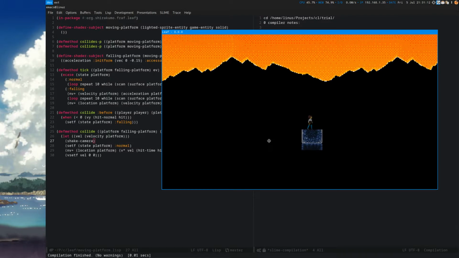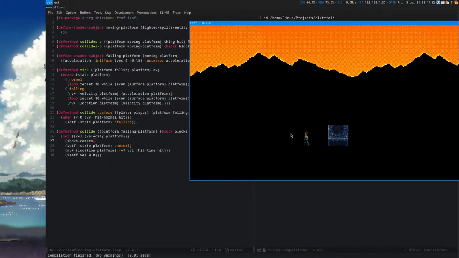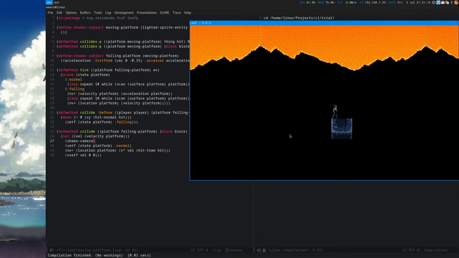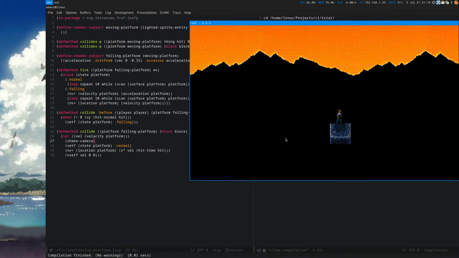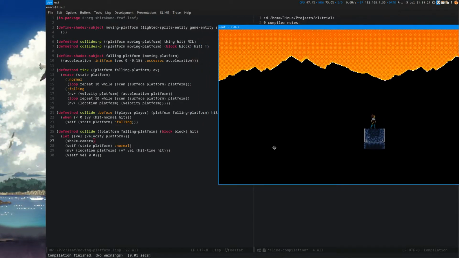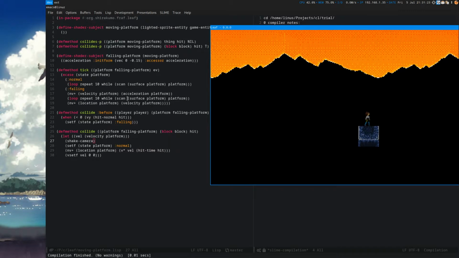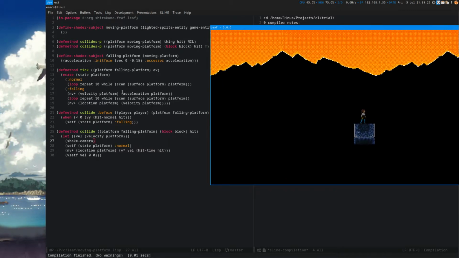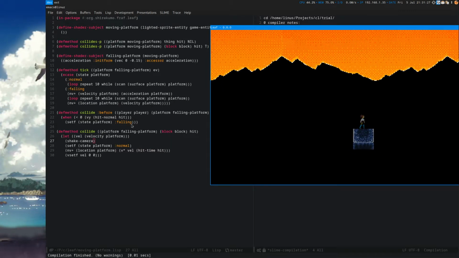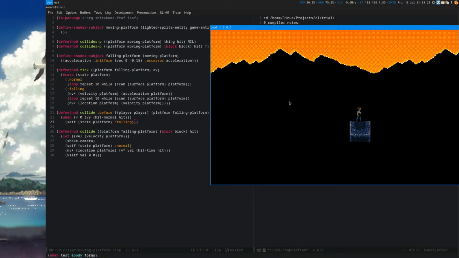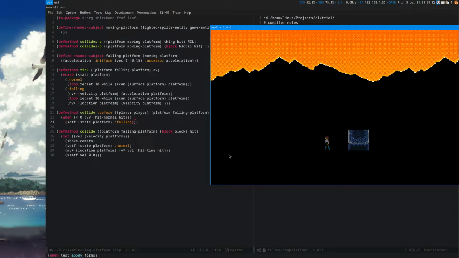Holy shit, it's an earthquake. Oh my god. Why does that happen? Huh? Oh, it keeps resetting to falling and then... okay.